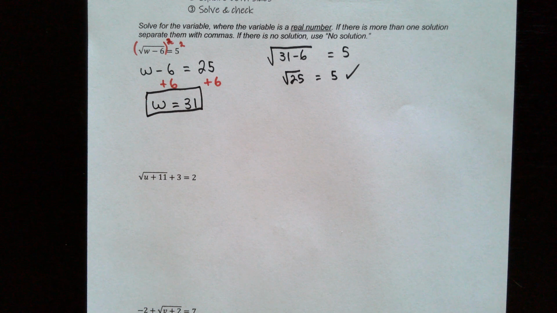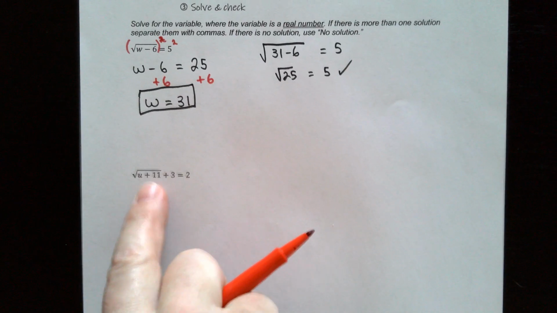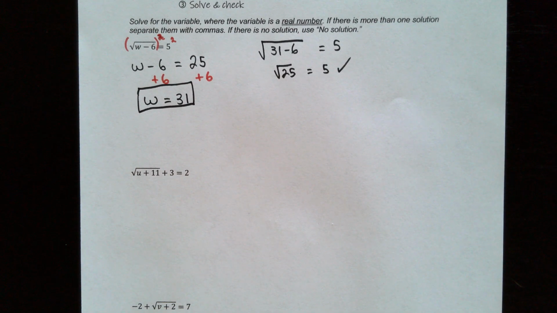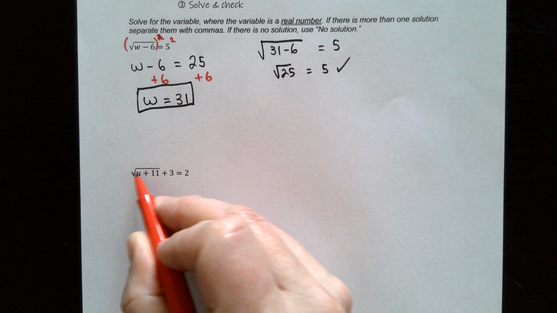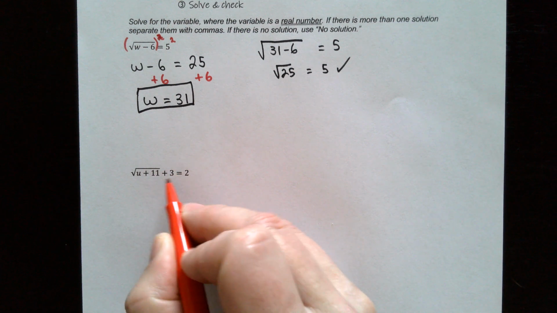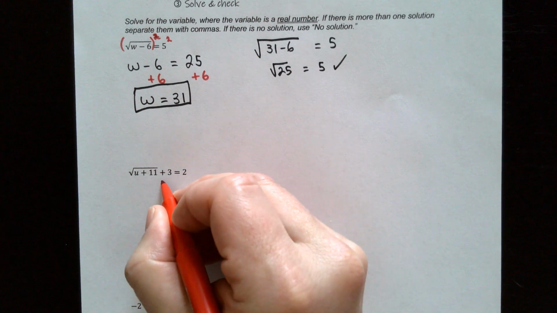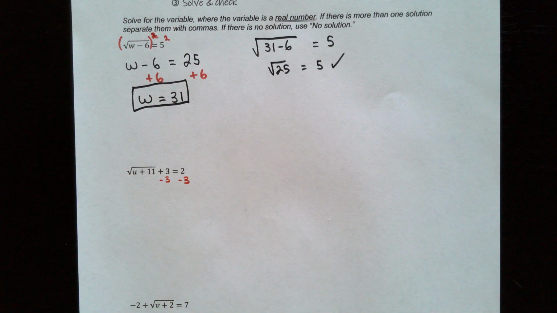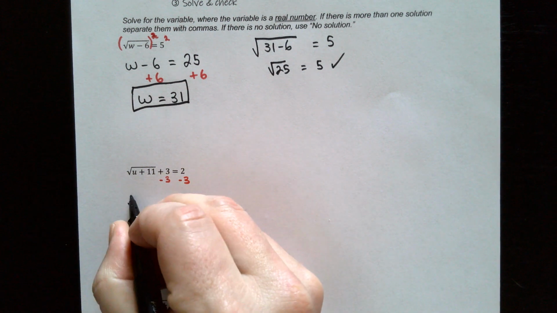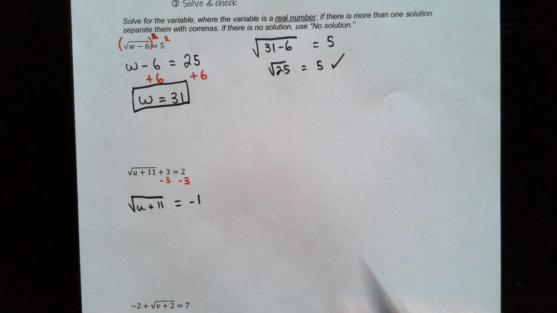Okay, let's look at this one. In this one, we need to move something first. We can't just square because the square root has to be by itself. So there's this 3 that needs to be moved. The 11 can stay put because it's underneath the square root. But this 3 is over here, and we can't square this square root unless it's by itself. So I need to first subtract a 3 from both sides to get it to the other side. That would be square root of u plus 11, and 2 minus 3 is equal to negative 1.